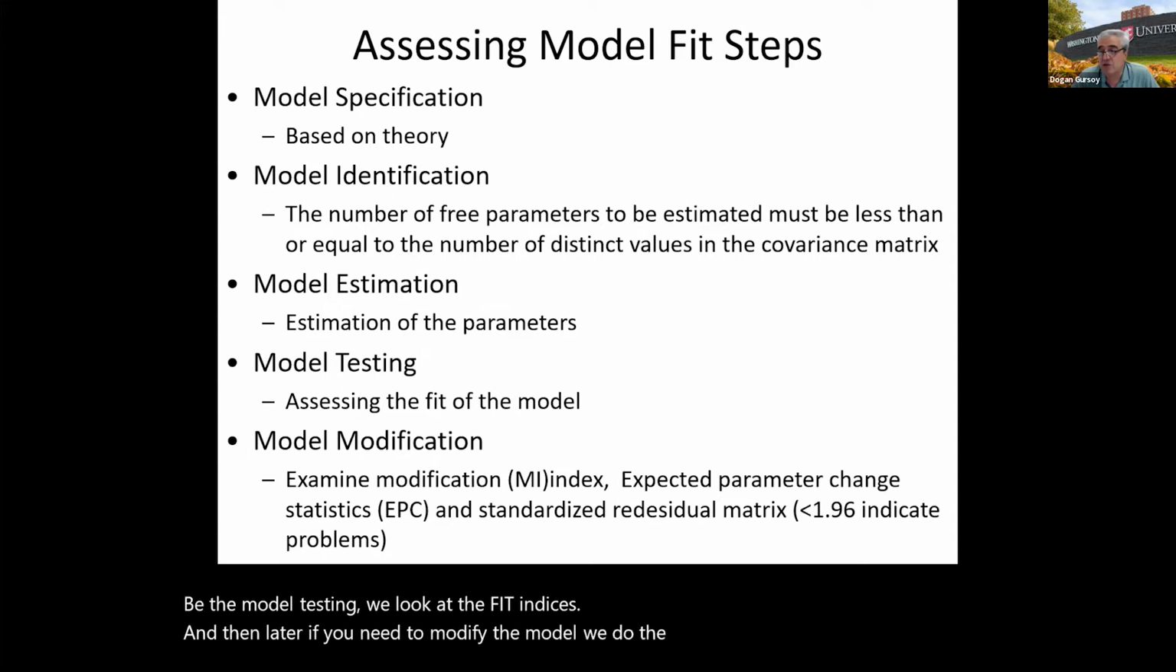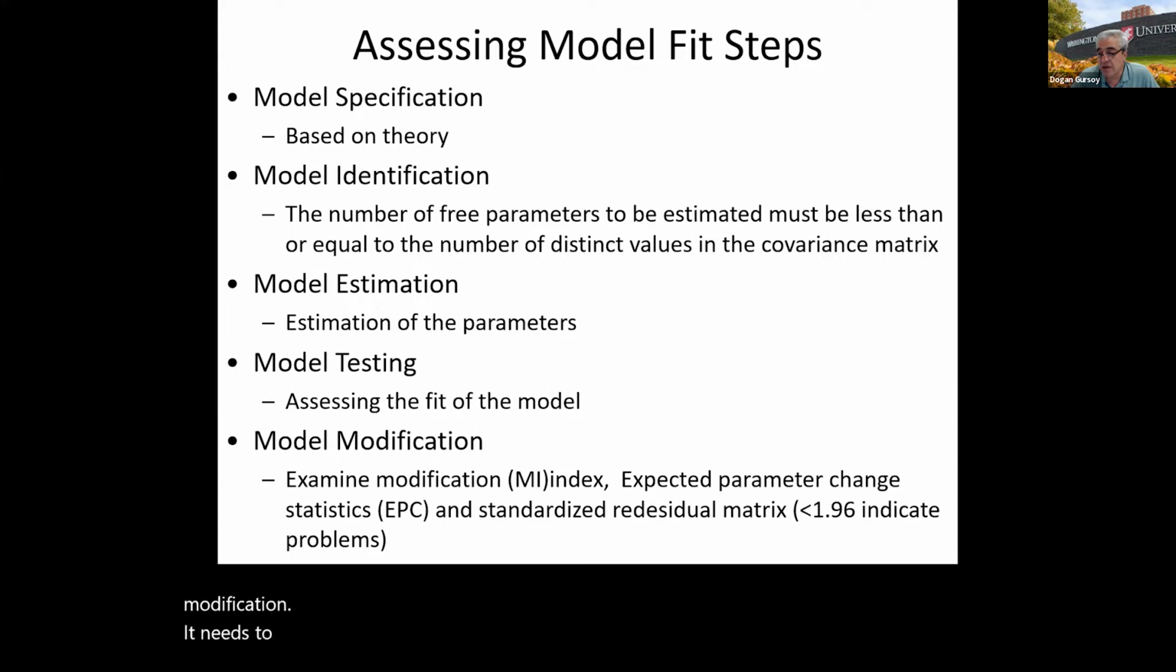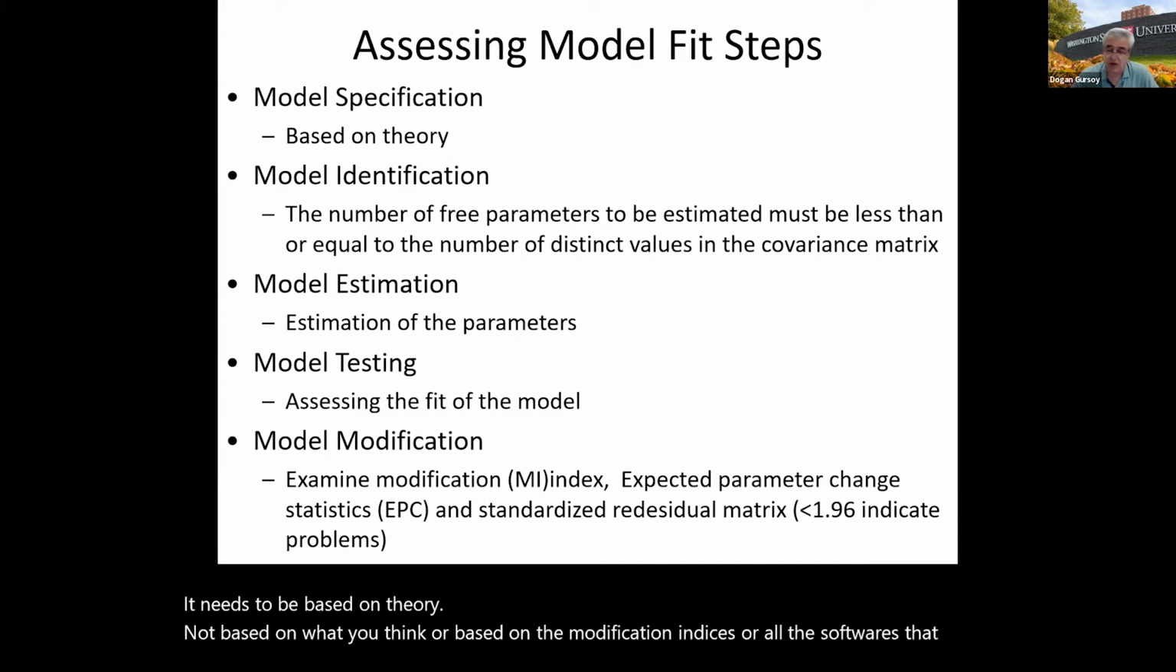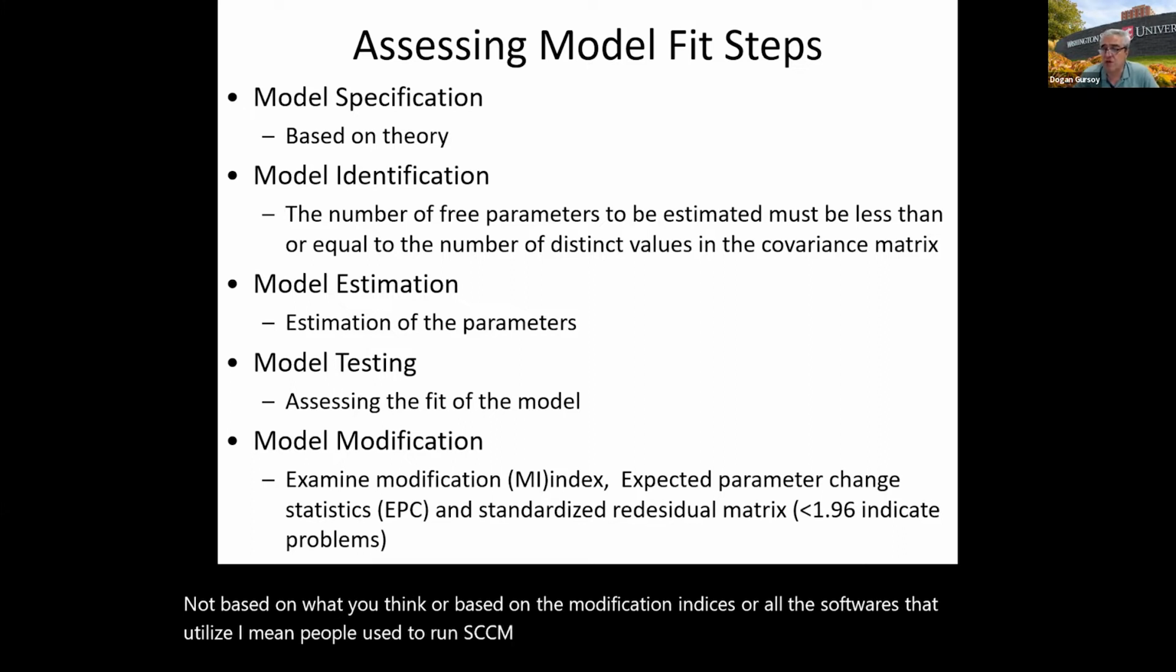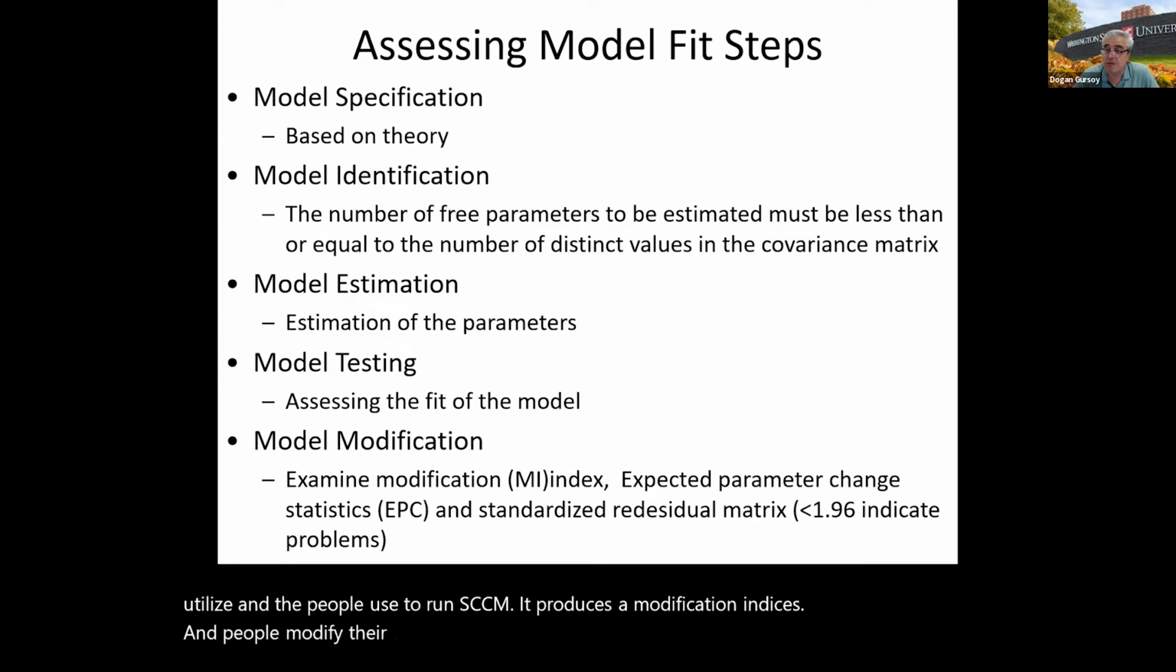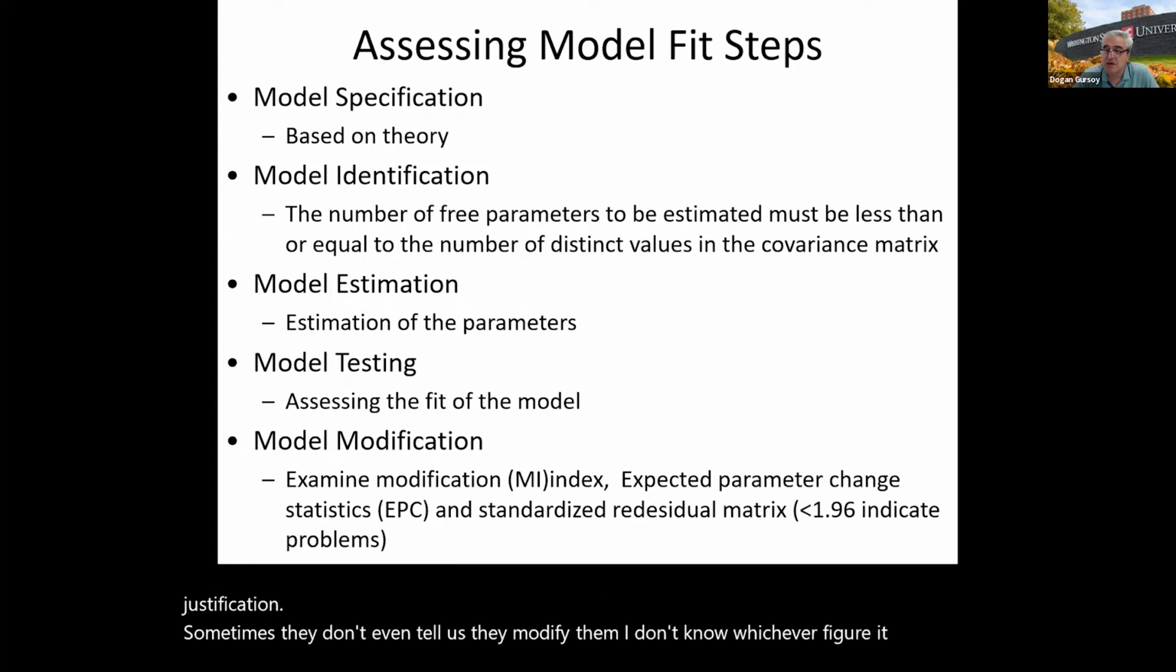But again, if we do modification, it needs to be based on theory, not based on what you think or based on the modification indices. All the software that people use to run SEM produces modification indices. And people modify the models, and we reject many papers because of that, without giving any justification. Sometimes they don't even tell us they modify the model, but we can figure it out. And I'll show you how we figure it out.